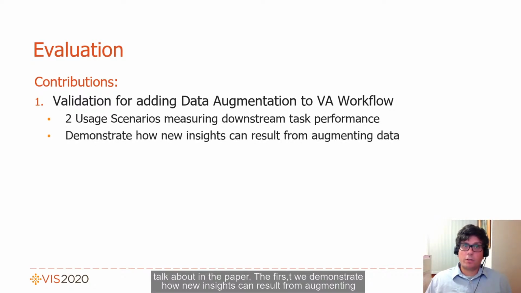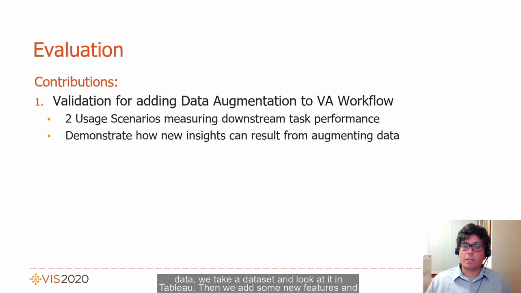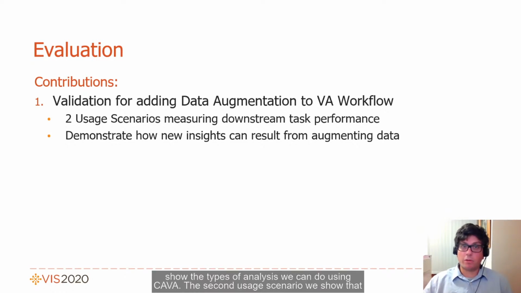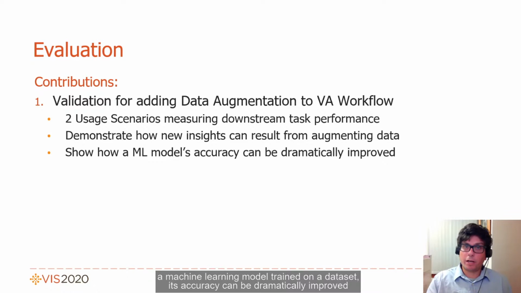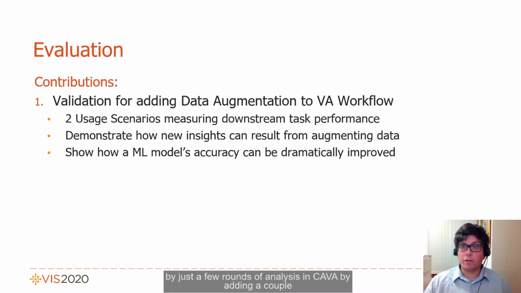The first, we demonstrate how new insights can result from augmenting data. So we take a data set, we look at it in Tableau, then we add some new features and show the types of analysis that you can do using Cava. And then the second usage scenario, we show that a machine learning model that's trained on a data set, its accuracy can be dramatically improved by just a few rounds of analysis in Cava by adding a couple new columns.